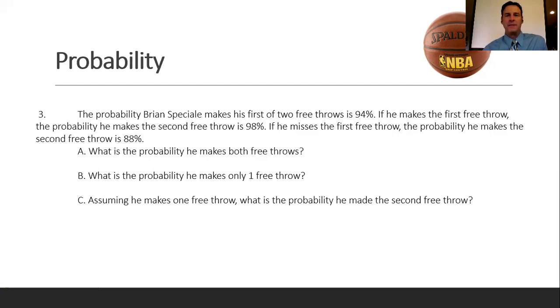Right. If he misses the first free throw out of 2, then the probability that he makes a second free throw is 88%. Okay, so we're under the assumption that we know the rules for basketball, and if someone is fouled and has to shoot free throws, there's typically 2 that are shot. Okay, there's the first shot. I'm going to put this on the bottom, and then there's the second shot.